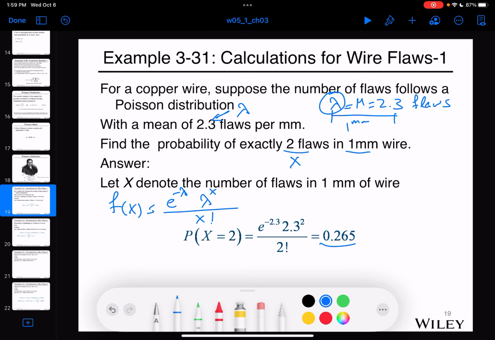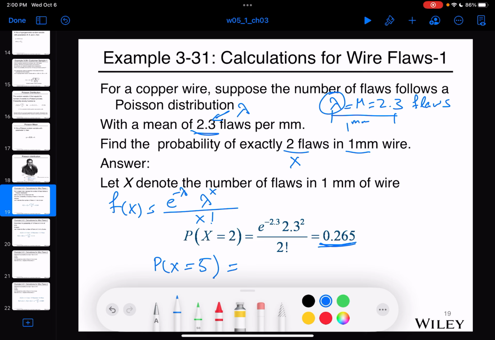So question, what is the probability of x equal to, let's say, 5? How many of you think the probability is more than this number, and how many of you think the probability is less than this number? So do you think the probability is more than this number? Raise your hand if you think so. And do you think the probability is less than this number? Yeah, there you go. So it is less than this number because the average number of flaws was 2.3, right?